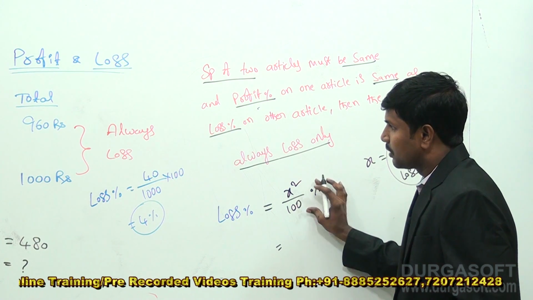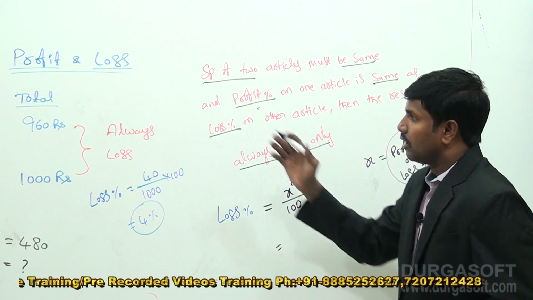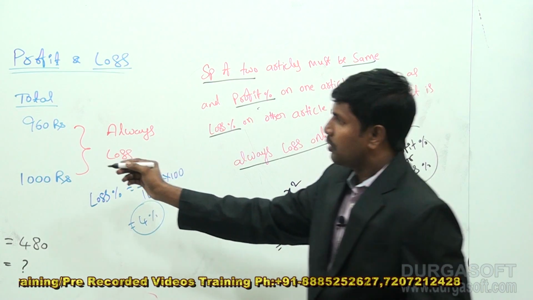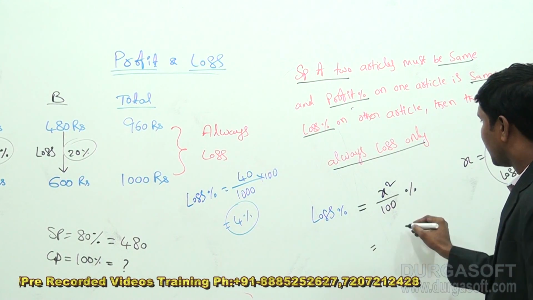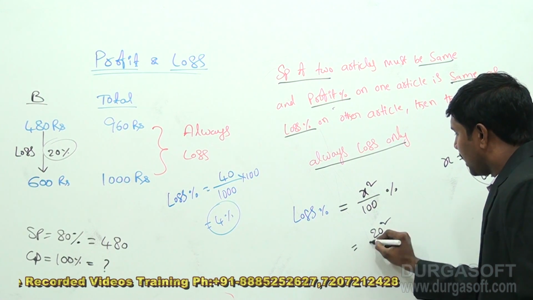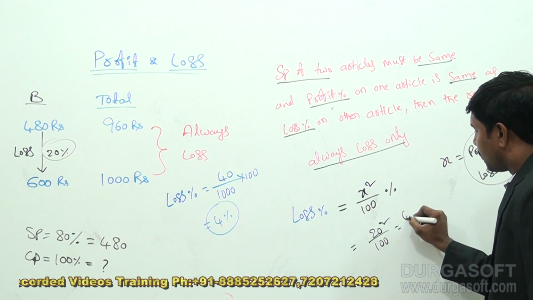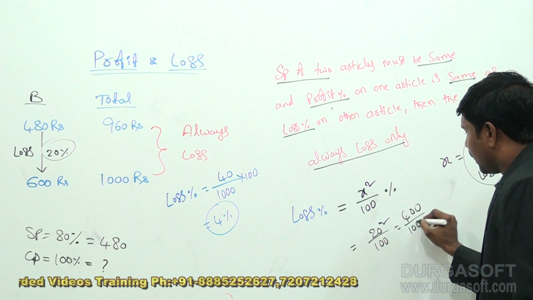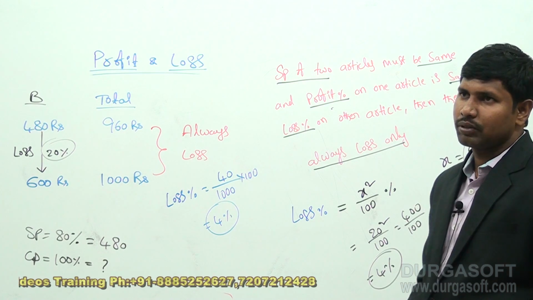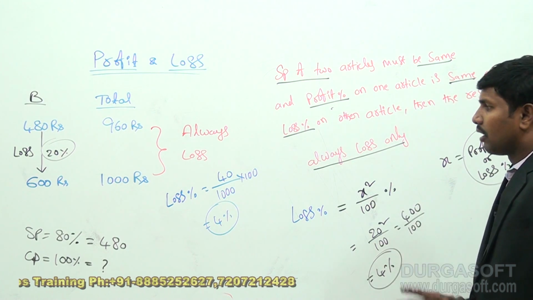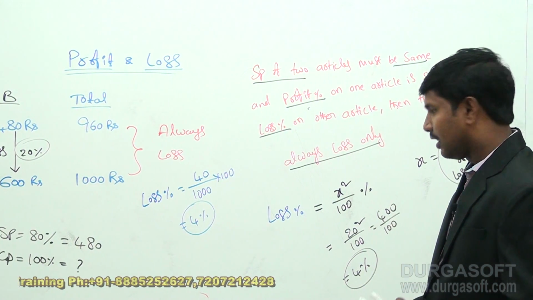Now if you apply this formula to that situation, the x value is nothing but profit 20, loss 20. So both are the same, so the x value is 20. 20 square by 100, which means 400 by 100, which gives us the answer as 4%. So in this way we can conclude the question directly.